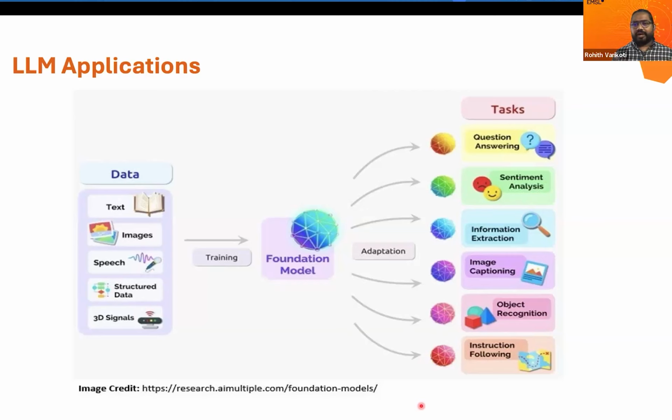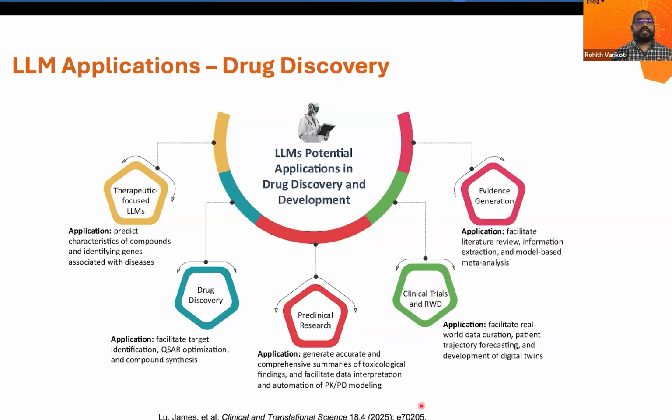We have a wide variety of applications, but as a scientist, how can I use these LLMs in science? Here is an example where we can use LLMs to assist us in drug discovery. LLMs can potentially be applied to various areas, including therapeutic-focused LLMs, where we can predict the characteristics of a molecule, identify the descriptors of molecules, and also identify the genes associated with disease, and so on.